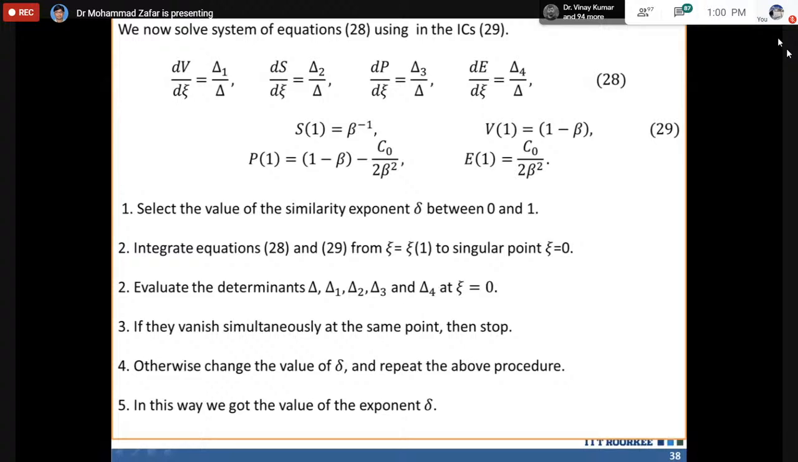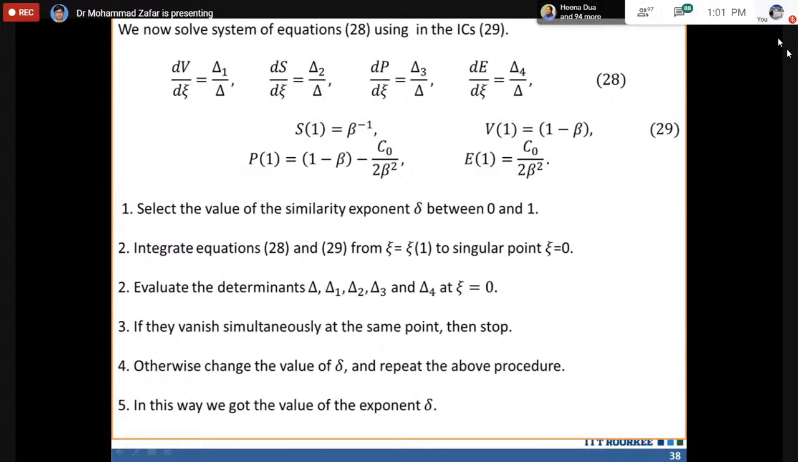So we can write our ODEs in the following way, equation 28, delta 1 by delta dV by dz, etc. And these are the initial value problem. S1, V1, P1, E1, where 1 means the initial position of the shock, J equal to 1. We have taken it to be at 1. So we solve this using the hit and trial method, because we do not know the value of delta, but it is confirmed from our physics that delta is between 0 and 1.